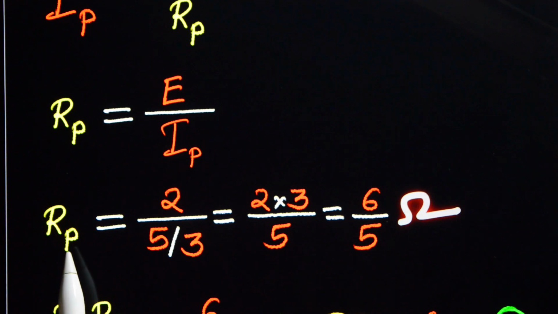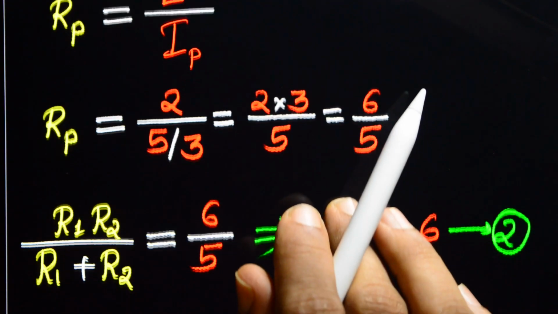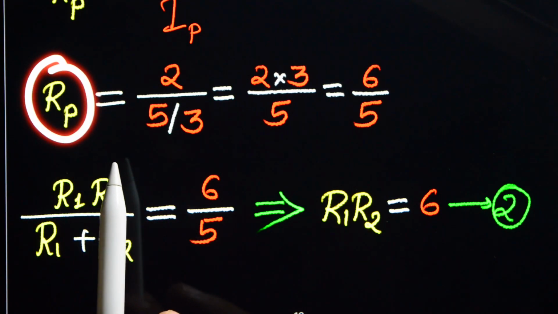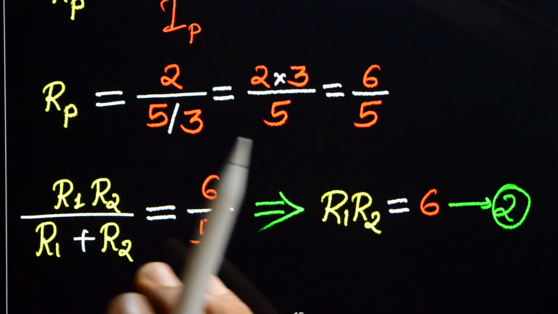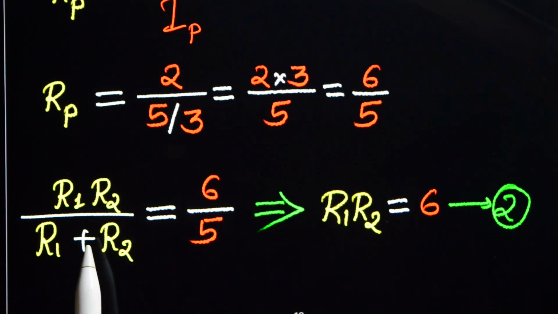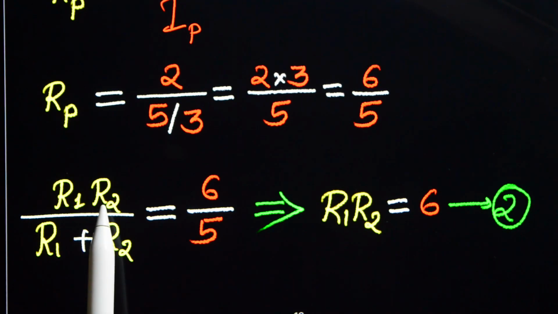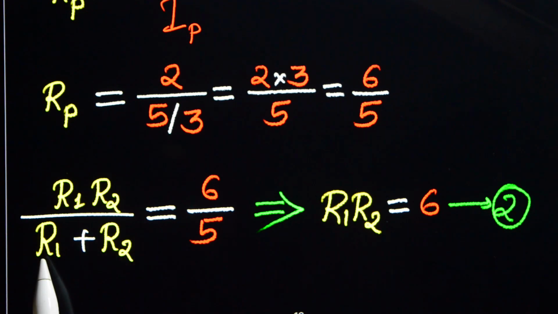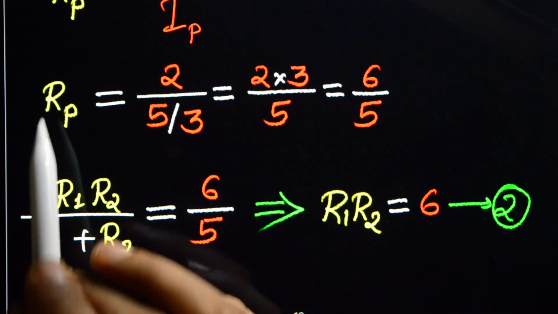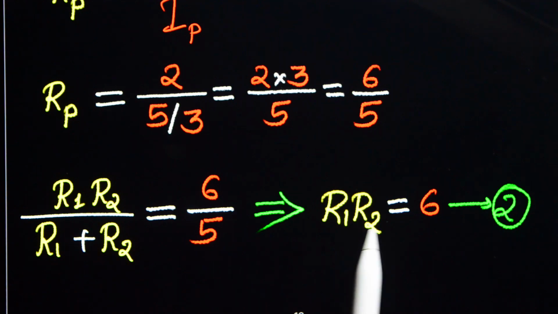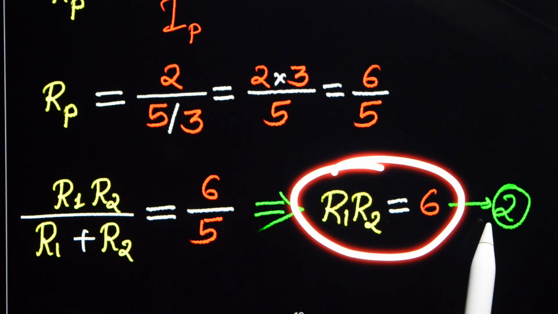So Rp is equal to 6 by 5. Now let's write it like this: Rp is the effective resistance of the resistors when connected in parallel. Then Rp is R1 into R2 divided by R1 plus R2, and that is equal to 6 by 5. Here R1 plus R2 is 5, and therefore R1 into R2 is equal to 6. That is our second equation.